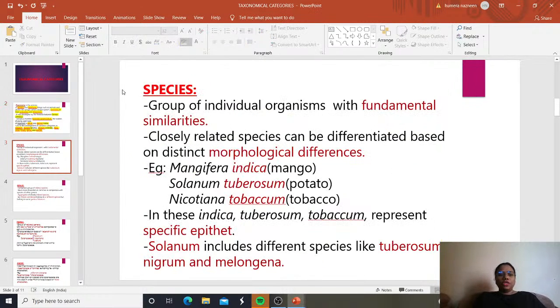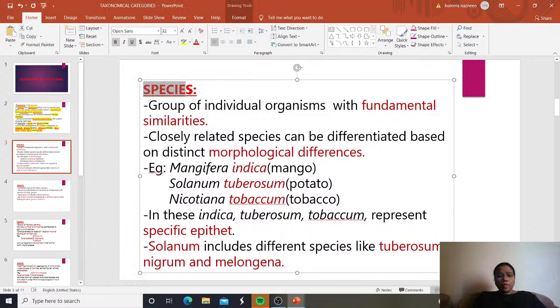Now first we are going to see species. What do you mean by species? A group of individual organisms with fundamental similarities. So a group of organisms with fundamental similarities are placed under this species. Closely related species can be differentiated based on their morphological differences. Based on their morphological differences, very closely related organisms are placed under the same species.